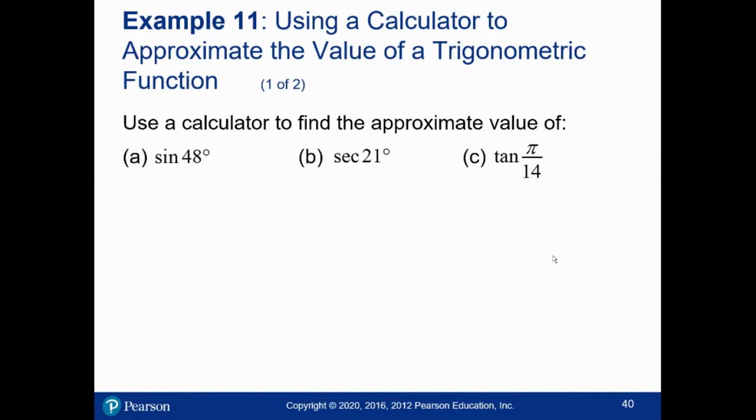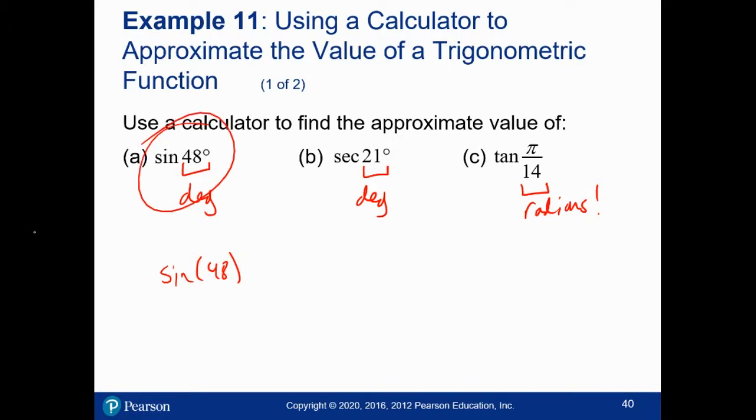Now, be careful with a calculator, because this is measured in degrees, this is measured in degrees, this is measured in radians. If you have a TI calculator, somewhere buried in the settings, there's something called mode, and your two options are degrees and radians. So if, for example, you say sine of 48 and you're in radians mode, you will not get the correct answer here.